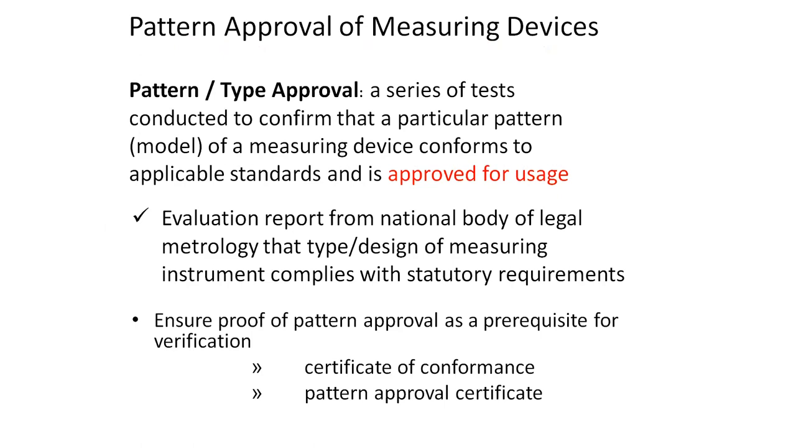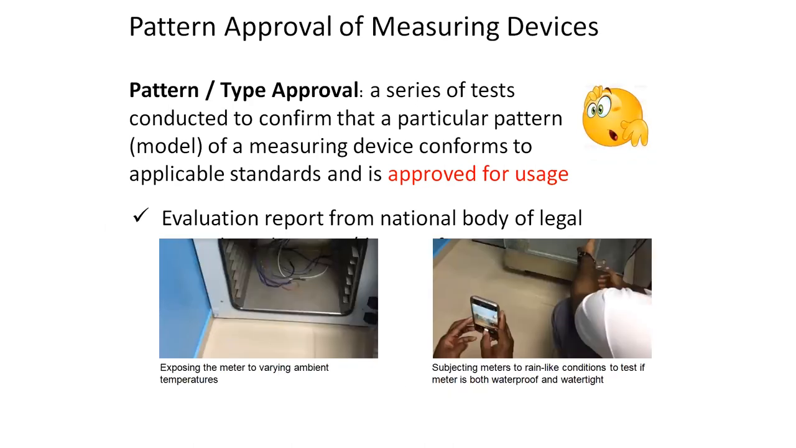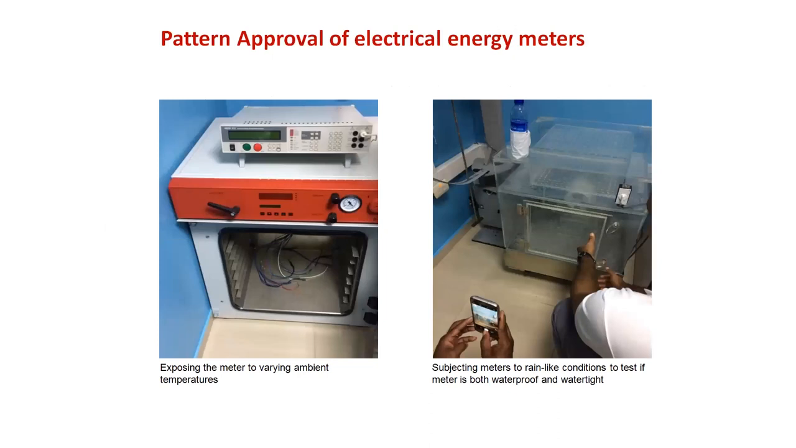And what is patent approval? It's a term that you probably hear sooner or later. It's basically a series of tests that a model of a measuring device would undergo to make sure that it is suitable for use. At the end of the test, normally done by an independent lab, a certificate of conformance or patent approval certificate will be given. We at the SLBS would ask for proof of patent approval. Some of these tests can be quite extensive, and I'll give you an example: the patent approval process of an electricity meter at the Metrology Lab in the Dominican Republic.